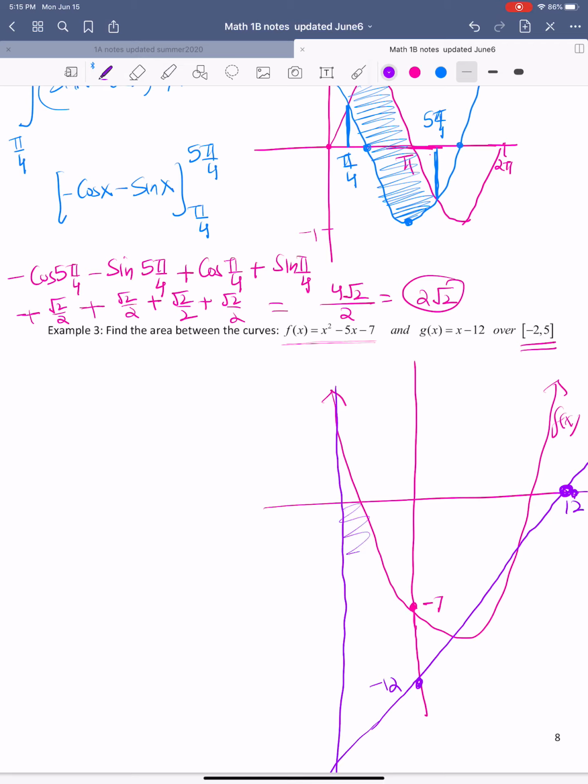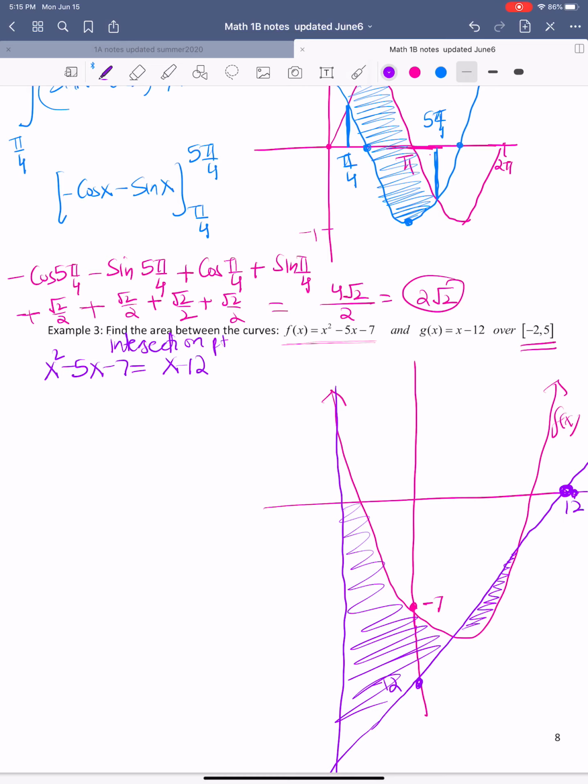Sorry about the not so pretty picture, but we get the point. So we have some area, some region here. I do want to find out where these two graphs intersect. So x squared minus 5x minus 7 equals x minus 12 to find the intersection points.